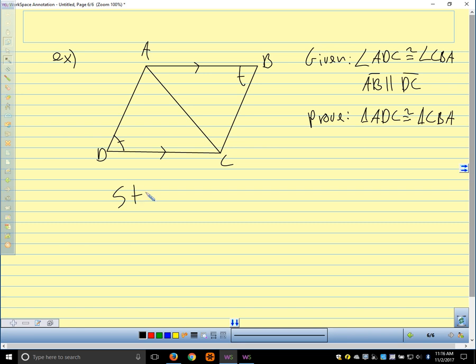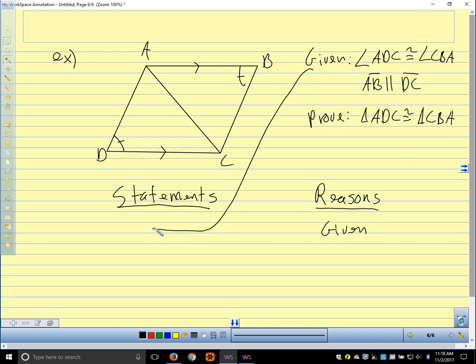All right, so we'll do a 2-column proof with our statements and our reasons. And I'm not going to rewrite all the givens, so I'm just going to say that is all given. All right, well, we know we need 3 pieces of information. All of our theorems or postulates for congruent triangles have 3 pieces of information. All we have right now is that 1 angle in this triangle is congruent to 1 angle in that triangle. So we need to figure some other stuff out. So what can we figure out?